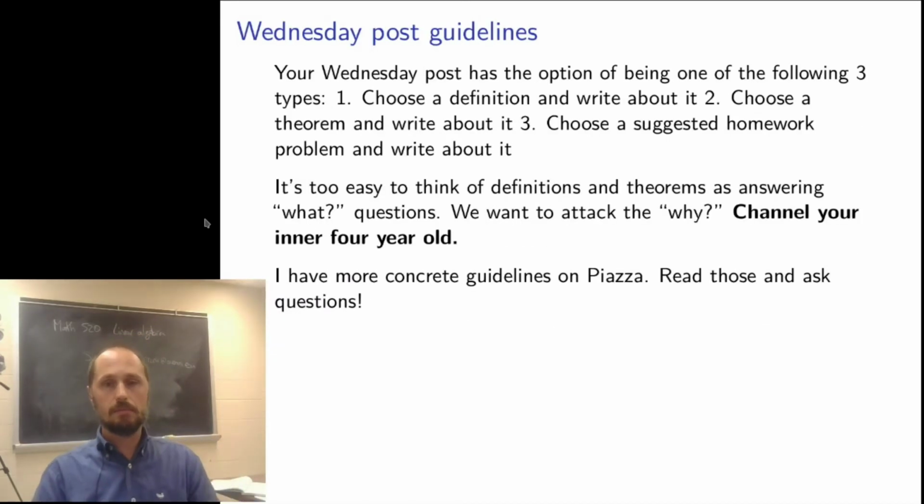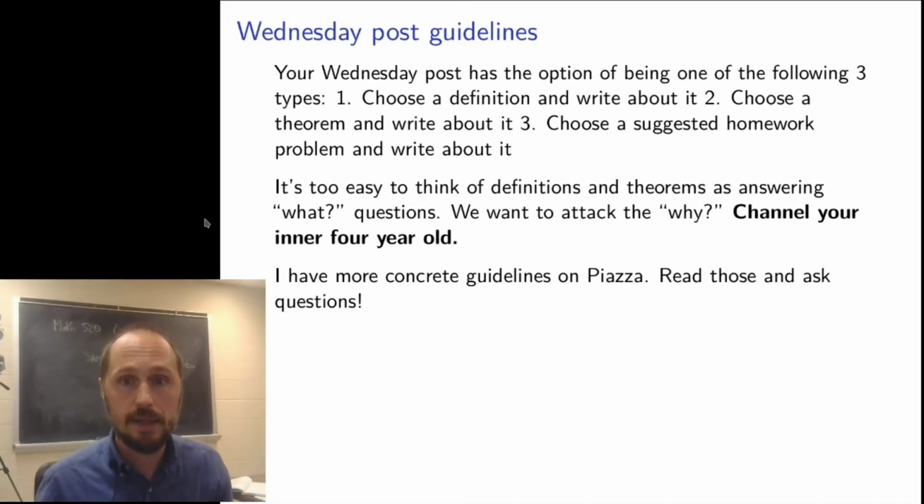Okay, and then there are some guidelines now of what I would like you to do on these discussion posts. Your Wednesday post has the option of being one of 3 things. You can choose a definition and write about it. You can choose a theorem and write about it. Or you can choose a suggested homework problem and write about it.